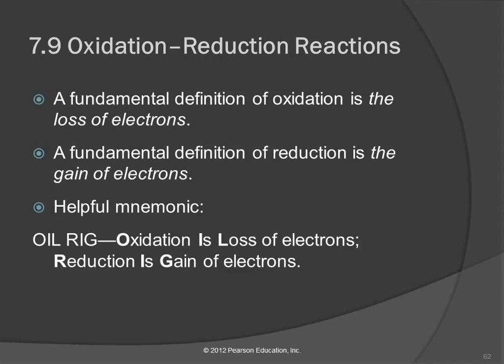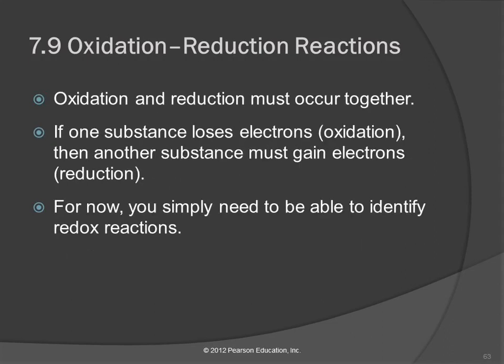So we need to understand what oxidation is and what reduction is. And it's all about the electrons. Oxidation is the loss of electrons, and reduction is the gain of electrons. To remember that, you can just remember OIL RIG. Oxidation Is Loss of electrons. Reduction Is Gain of electrons. OIL RIG. They have to occur together. If one substance loses electrons, another must gain electrons.